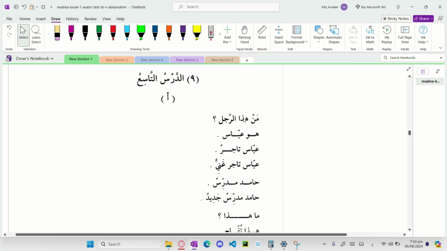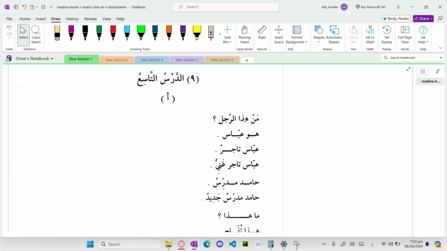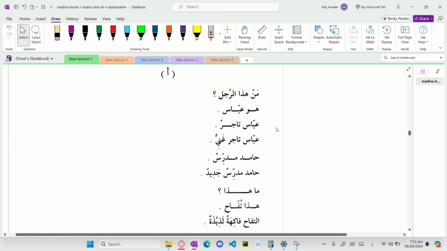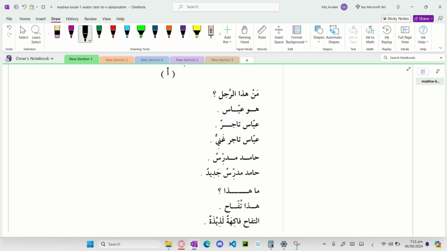Man hadha rajulu? Who is this man? Huwa Abbasun. Abbasun tajirun. Abbas is a trader. Abbasun tajirun ghaniyun. Abbas is a wealthy trader. Hamidun mudarrisun. Hamid is a teacher. Hamidun mudarrisun jadidun. Hamid is a new teacher. You might be wondering why there is a tanween between Hamid and mudarris, because Hamid is the name and all names have the tanween, generally the default case is that male names have the tanween. That's why Hamidun mudarrisun jadidun.